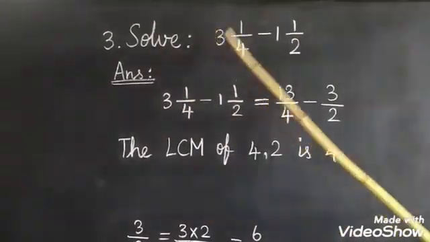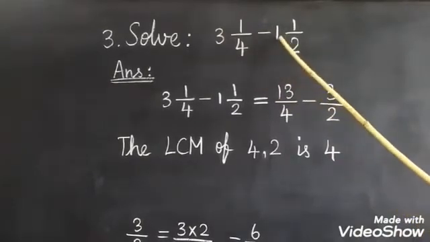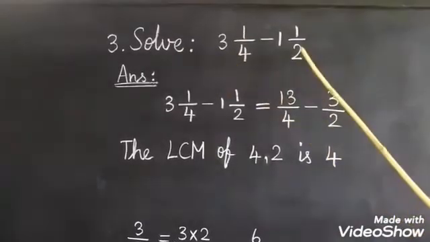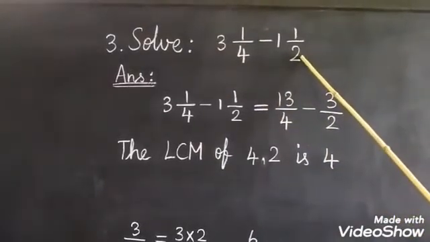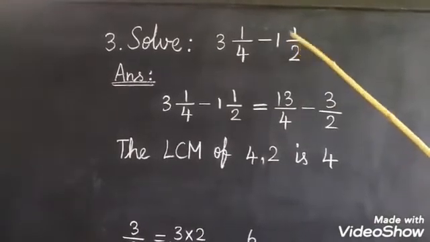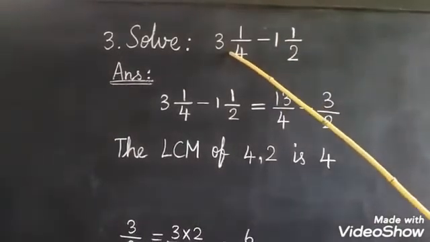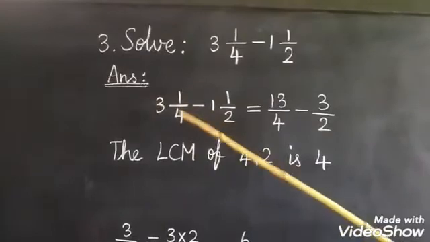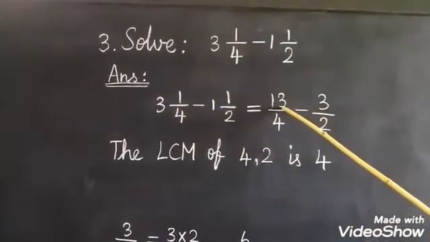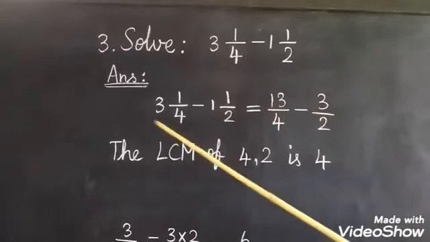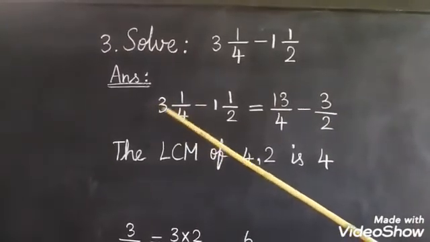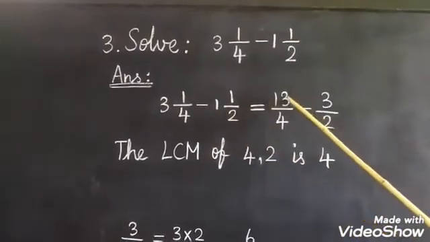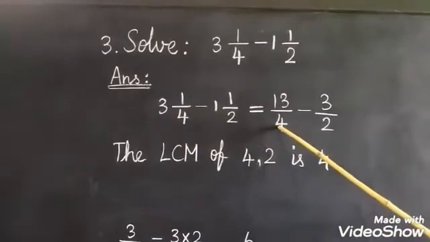See the third sum. Solve 3 1 by 4 minus 1 1 by 2. See the type of fraction. Both are mixed fractions, so we change the mixed fractions into improper fractions. See the question: 3 1 by 4 we have to change into an improper fraction. For that we have to follow this method. 3 4s are 12. 12 plus 1 is 13. And then denominator 4 as it is we want to write.